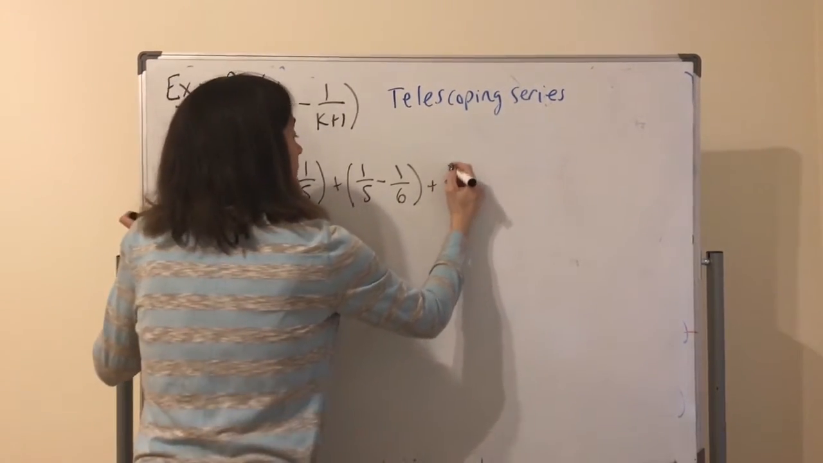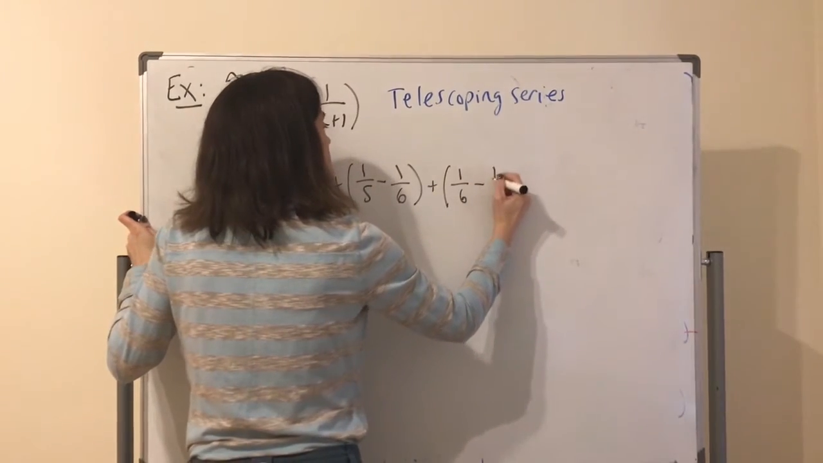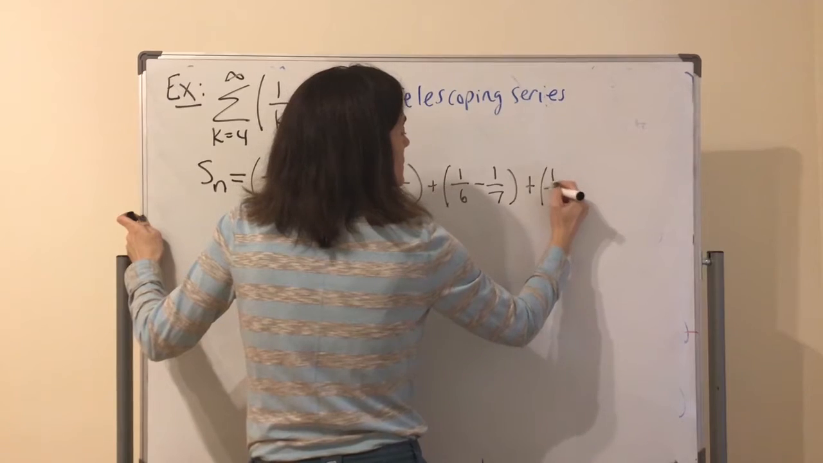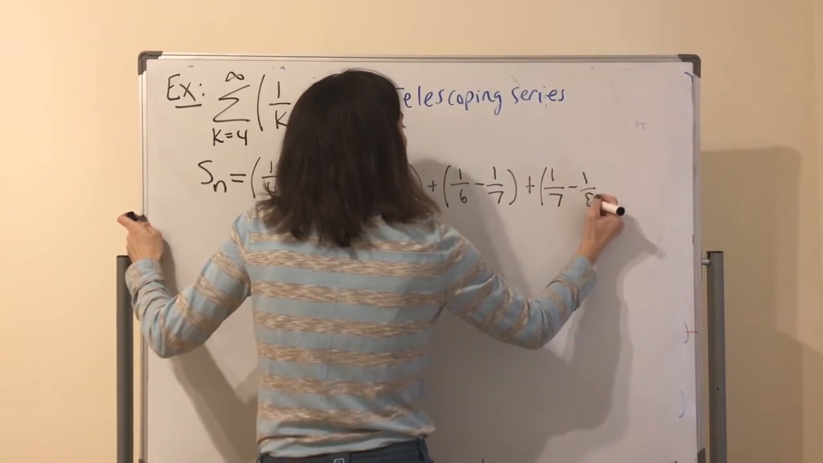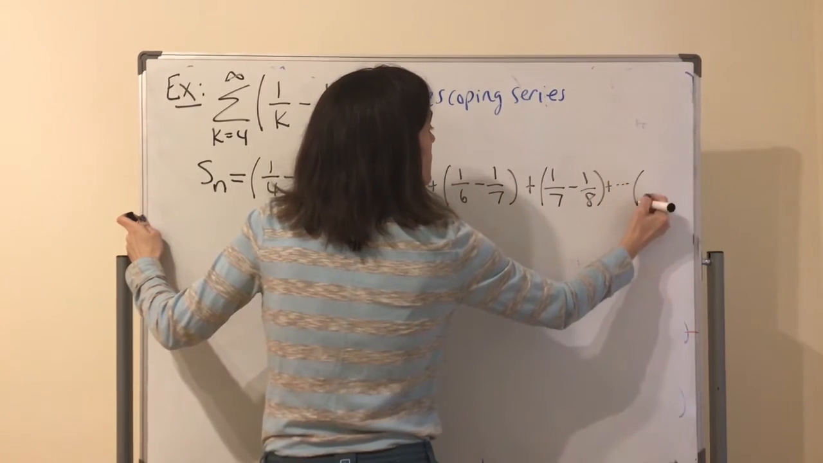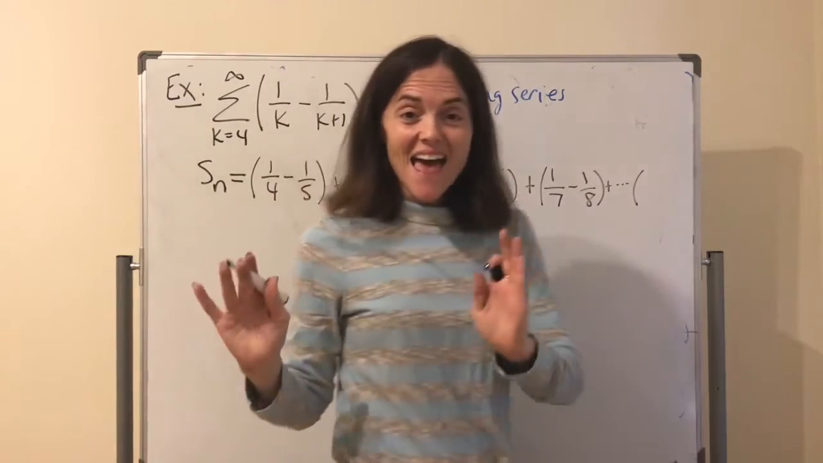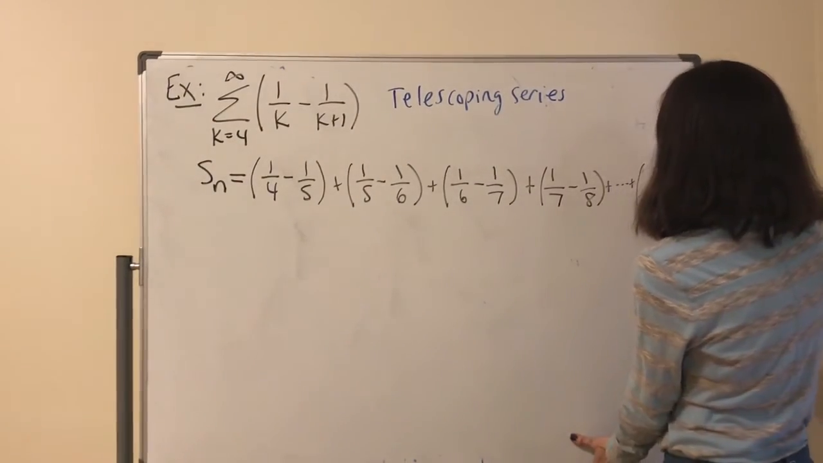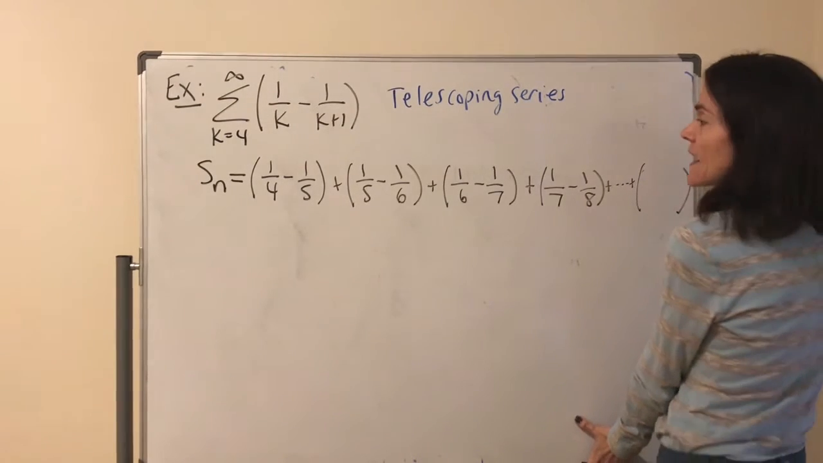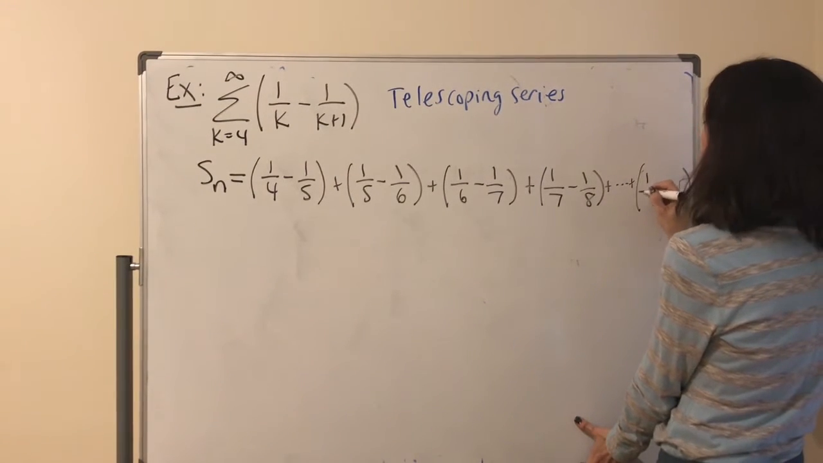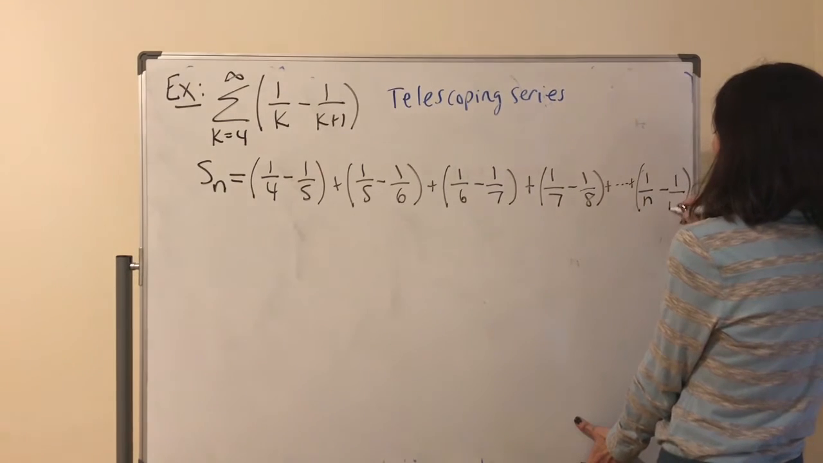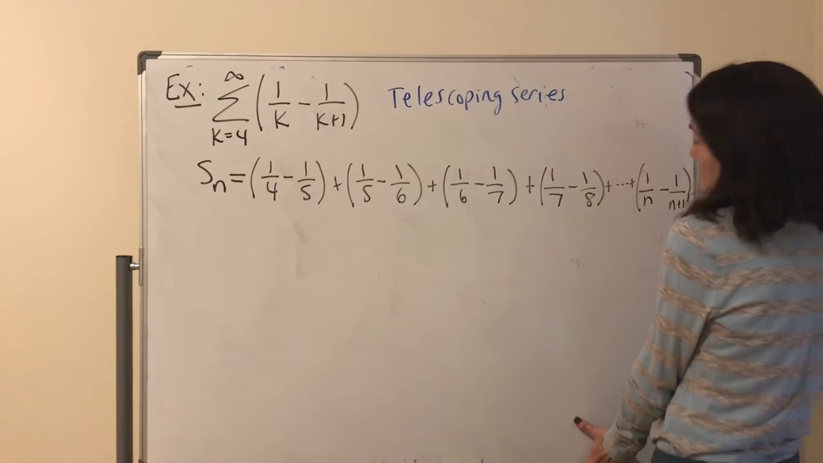Okay, k equals 6 is like this. And then we would have k equals 7. And finally, I will write the k equals n. I have to put dot, dot, dots because I can't actually write out to n. This would be 1 over n minus 1 over, let's see, n plus 1, like this.